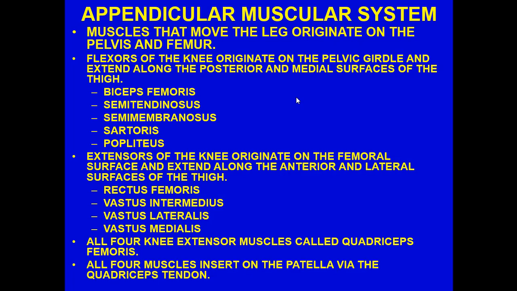The extensors of the knee originate on the femoral surface and extend along the anterior and lateral surfaces of the thigh. The rectus femoris, and then you have the vastus group, which is the intermedius, the vastus lateralis, and the vastus medialis. Now, all four knee extensor muscles are called the quadriceps femoris. Okay, so all of this is also going by the name the quadriceps femoris, and all four muscles insert on the patella via the quadriceps tendon.